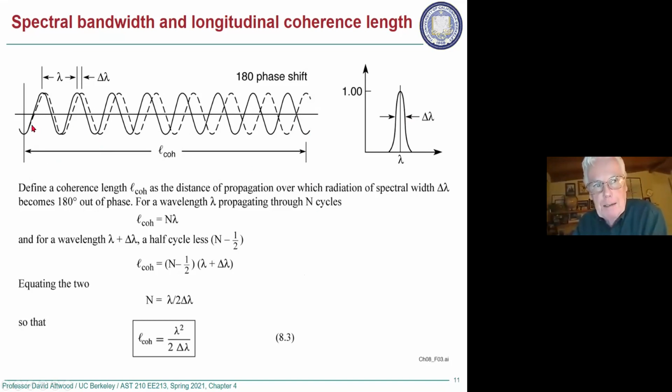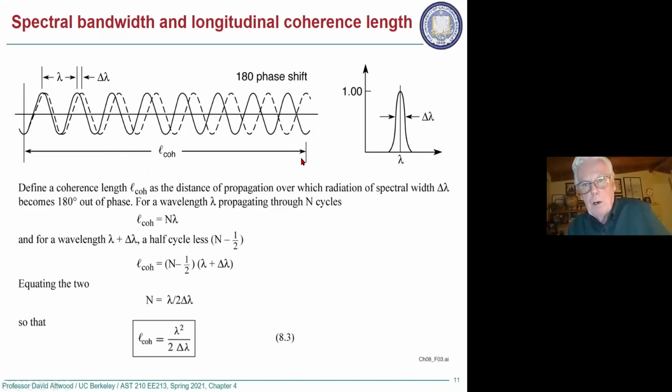Well, let's just say that this is n cycles. The dark line is n cycles, and the dashed line is a half cycle less because it was a little bit longer, and it's a half cycle out of phase. So this coherence length, which we're arbitrarily defining as when the radiation becomes a half wave out of phase, is n, the number of cycles here, times the wavelength, just geometry. But for the longer wavelength, the dashed line, the wavelength is now lambda plus delta lambda, and it didn't go n waves, it only went n minus a half.